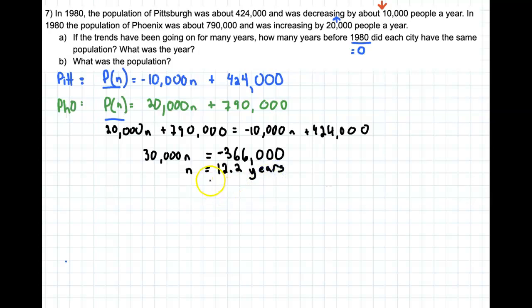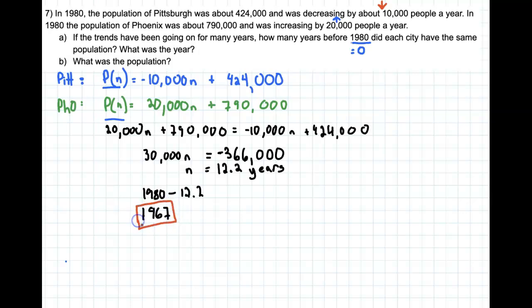So what year would that be if we go back in the population? If I subtracted 12 years, that would be 1968, so it would be during the year of 1967. So 1980 minus 12.2 would be 1967 point something. So that's the year 1967, probably close to the end of the year.